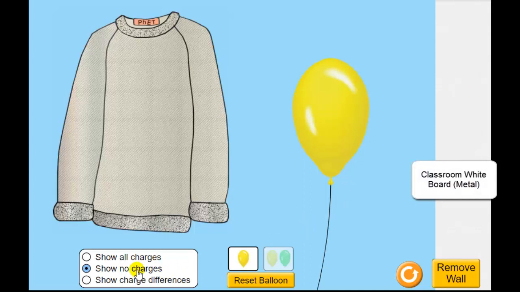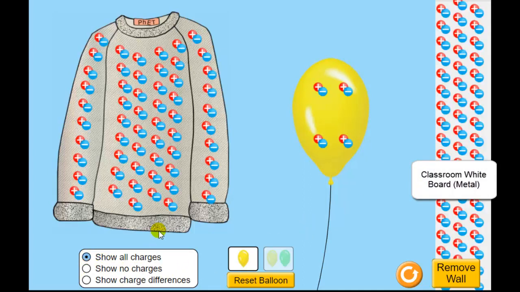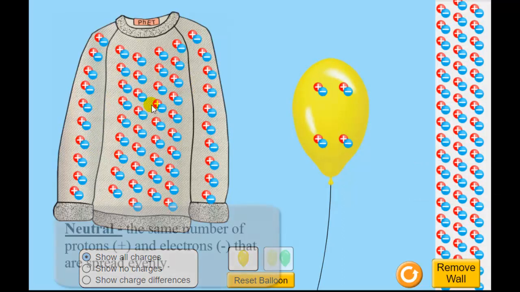The thing is, if we were able to look very, very carefully, we would see that sweaters are made up of atoms that have positive parts, called protons, and negative parts, called electrons. And balloons are made up of atoms that have positive parts, called protons, and negative parts, called electrons. And Faye's dry erase board is made up of protons and electrons as well. And currently you see that the sweater, for the most part, has the same number of protons as electrons scattered all over the sweater itself.